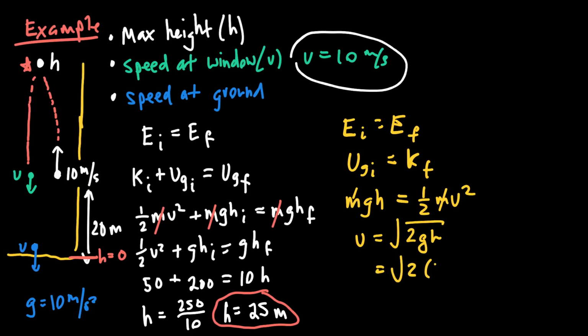If g is still equal to 10, and the maximum height was 25, then the speed at the ground is equal to the square root of 2 times 25, which is 50, times 10, which is 500. And the square root of 500 is equal to about 22 meters per second.